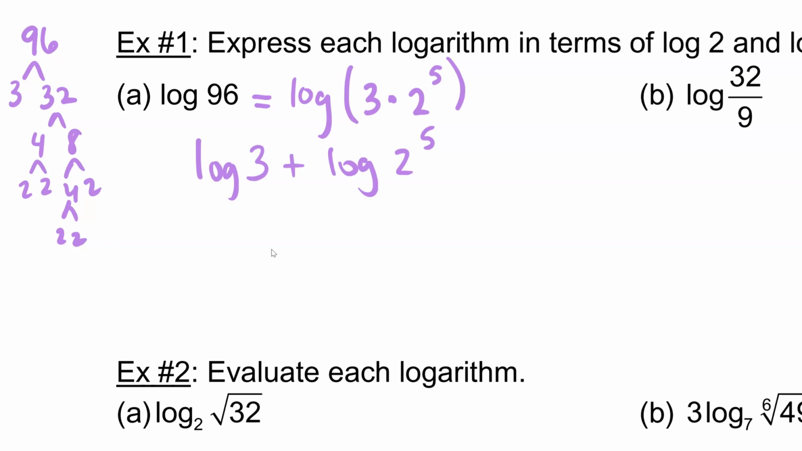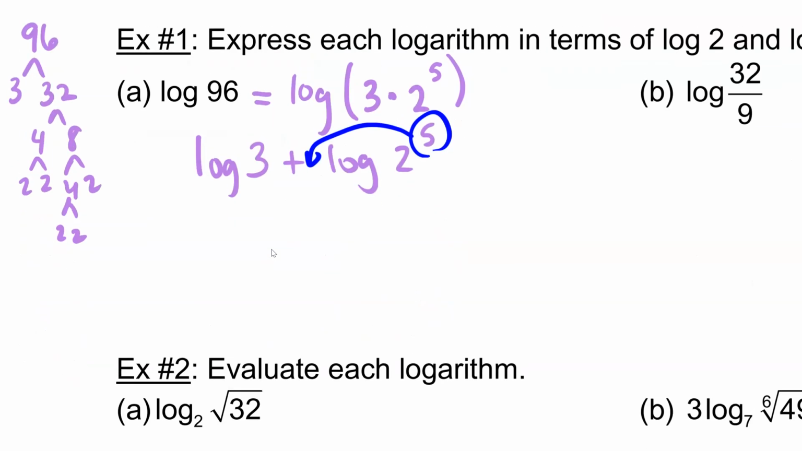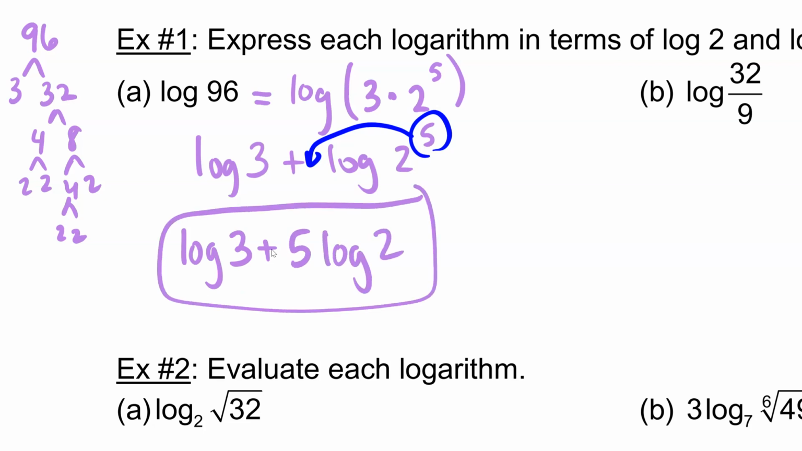But someone said power, so I have this 5, and I can bring it to the front thanks to the power property. So this is just going to be log of 3 plus 5 log 2. And that's it. How are we feeling about this so far? Okay, I'll give you maybe like 10 seconds.